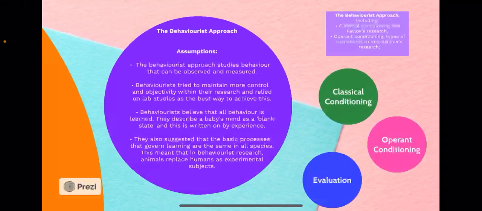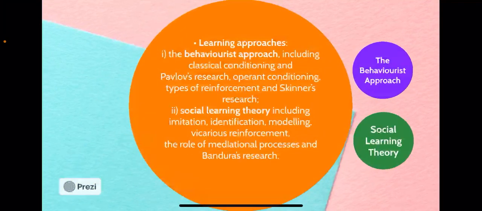Okay, so there we've got the behaviourist approach, which is the first learning approach. Be really, really careful in the exam and look at the wording of the question. If it says learning approaches, you can talk about either the behaviourist or social learning theory. It might actually be a bit more specific and say the behaviourist approach, or it might say social learning theory. So just make sure you really read that question carefully. Let's have a look at social learning theory.